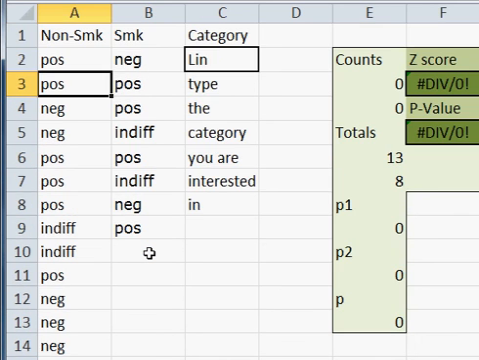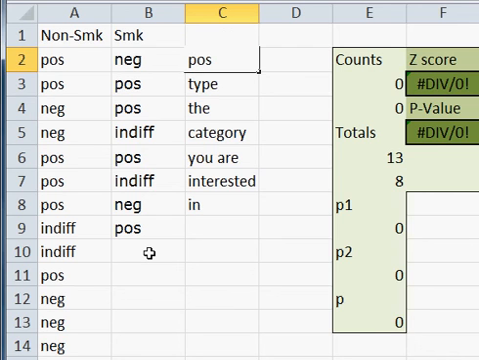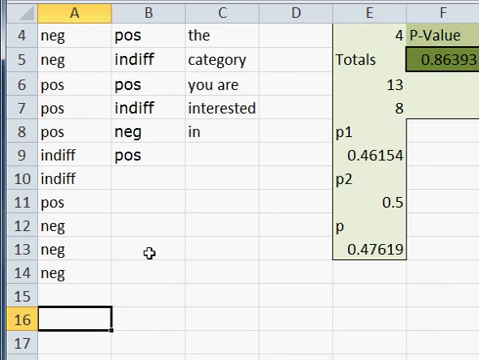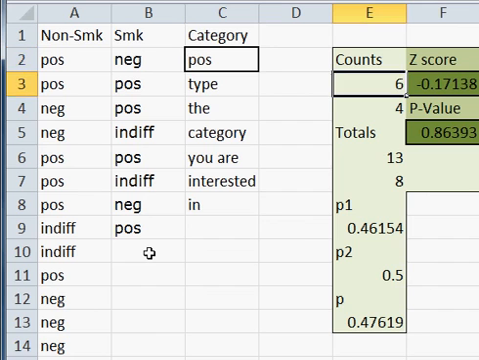Okay, so we've got more non-smokers than we have smokers, and we have these three categories: positive, negative, and indifferent. We were wondering whether more non-smokers or more smokers liked the smell, felt it was positive. So if we type positive in here, now we're counting up the category. Notice there's 4 smokers who like the smell, and 1, 2, 3, 4, 5, 6 non-smokers who did, and that's being reflected over here.